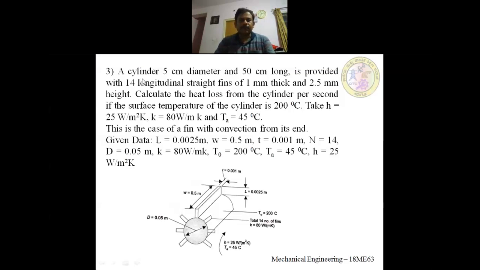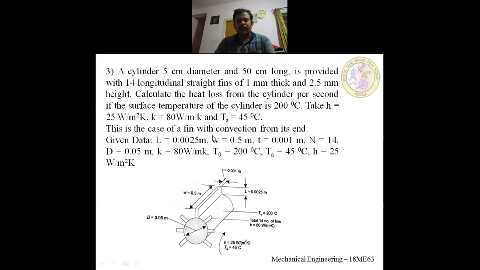First one: a cylinder of 5 centimeter diameter and 50 centimeter long is provided with 14 longitudinal straight fins of 1 mm thick and 2.5 mm height. You have to calculate the heat loss from the cylinder per second if the surface temperature of the cylinder is 200 degrees Celsius. They are given h equal to 25 watt per meter square Kelvin, thermal conductivity equal to 80 watts per meter Kelvin, and the ambient temperature, that is the surrounding temperature, 45 degrees Celsius.